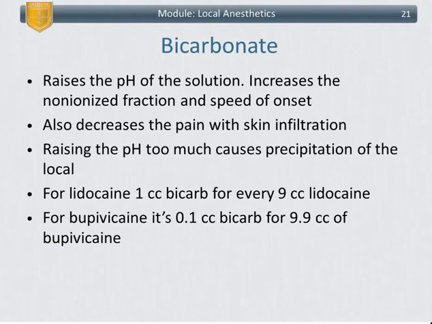Why do we add bicarb? So bicarb raises the pH of the solution. So now you're bringing the pH of the solution closer to the pKa. You're causing more non-ionized molecules to be present. That has the effect of speeding onset and decreasing the pain of injection. Raising the pH too much, which is why you can't just load your syringe with bicarbonate, will precipitate out the local anesthetic. So typically for lidocaine, 1 cc of bicarb is used for every 9 cc's of lidocaine. For bupivacaine, it's typically 1/10 of a cc of bicarb for every 9.9 cc's of bupivacaine.